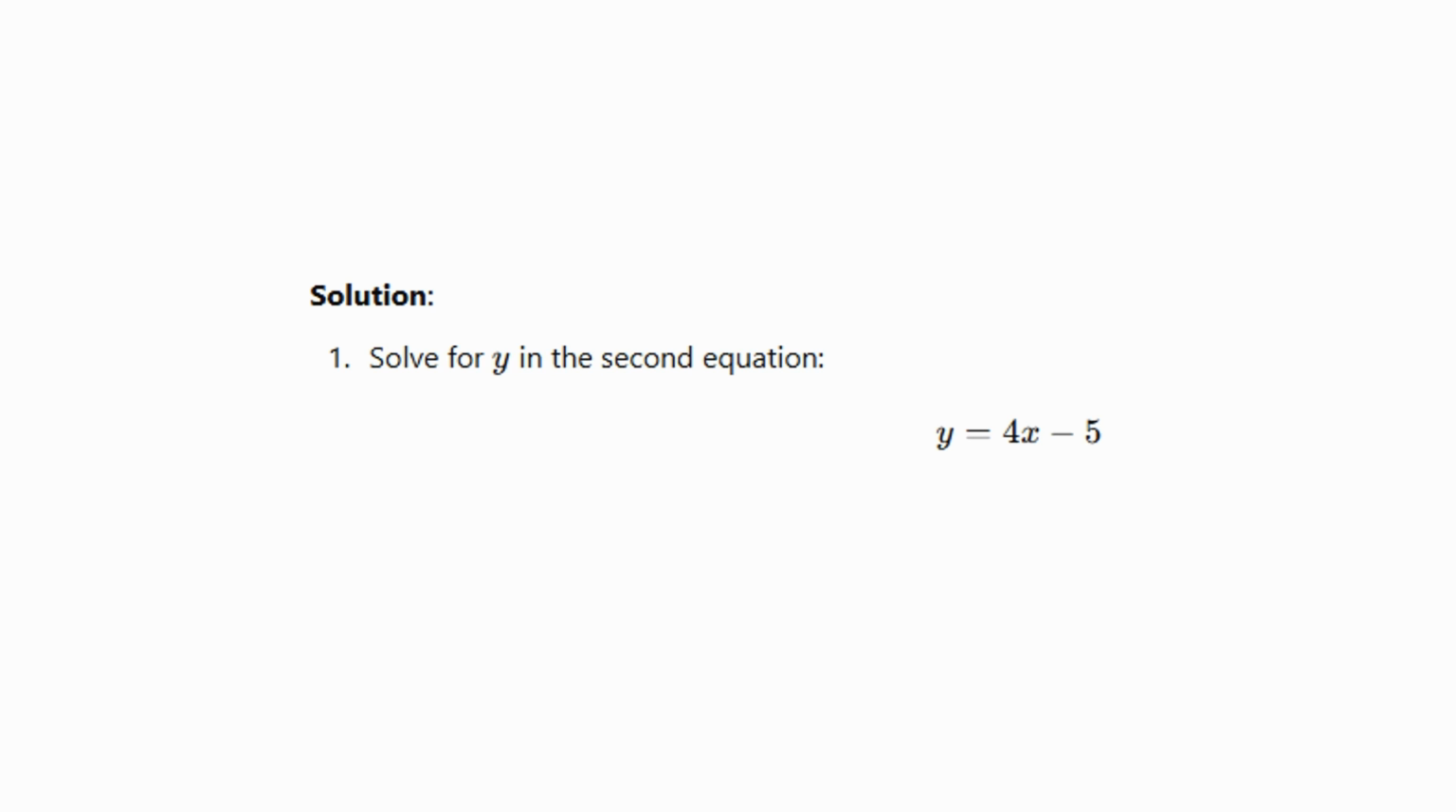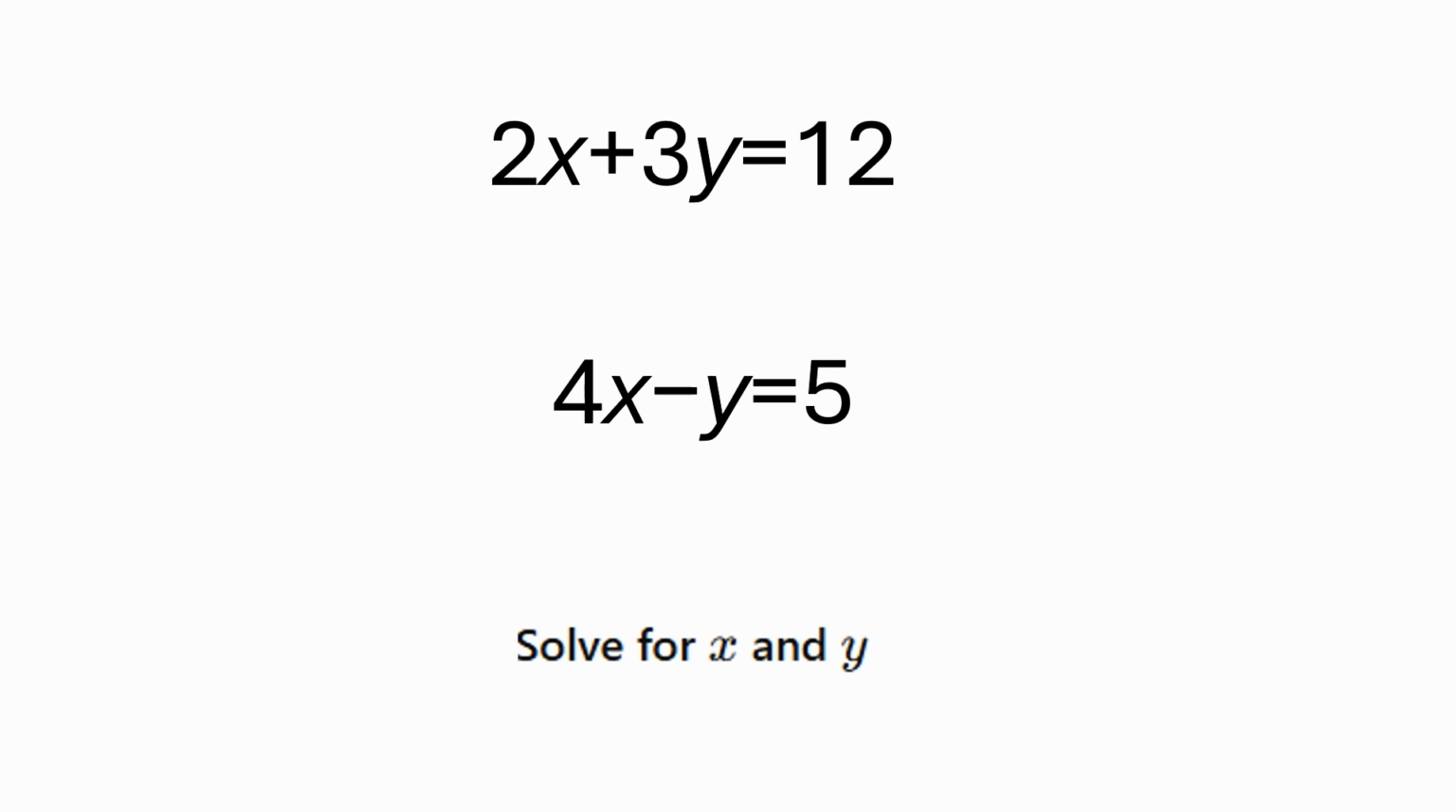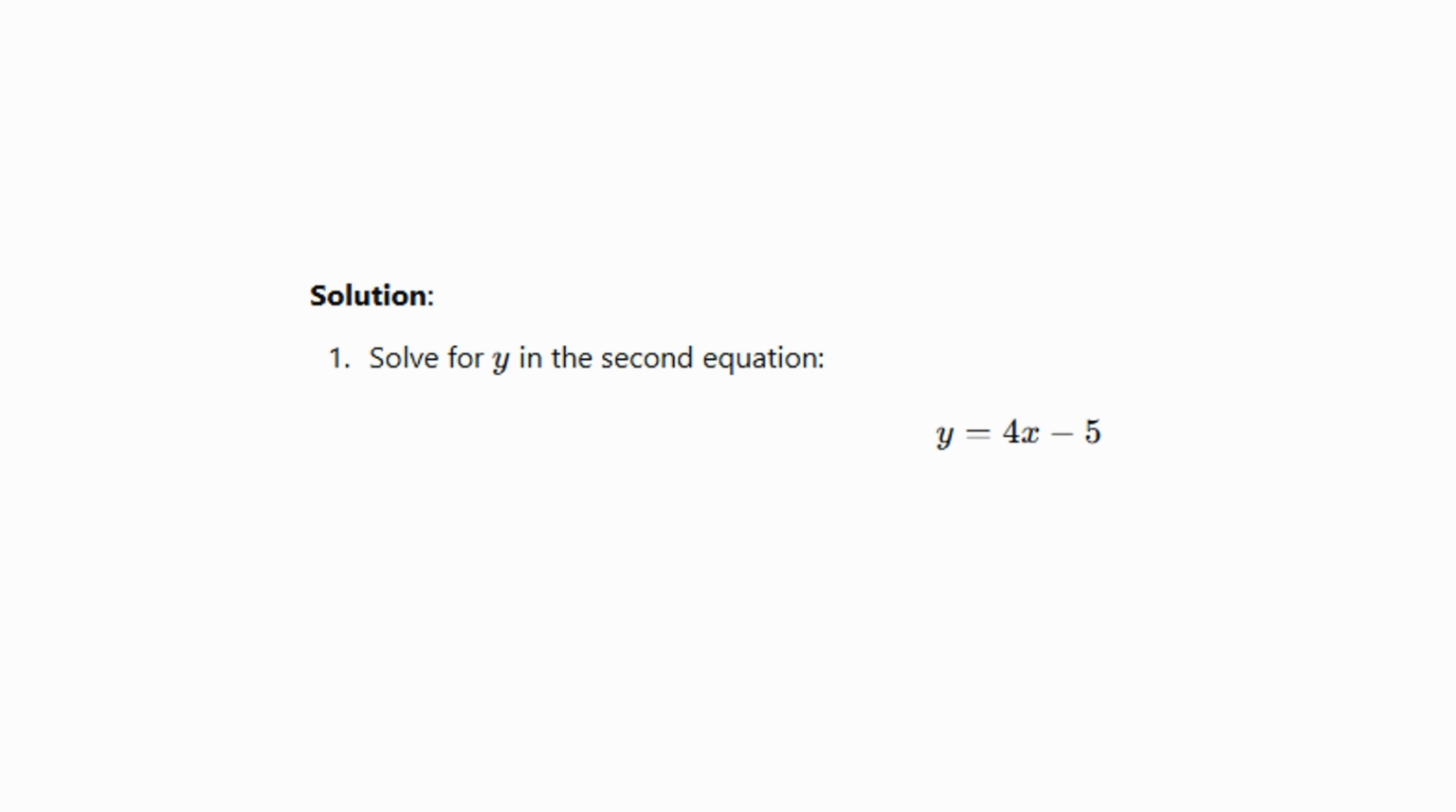All right, so for the solution, the way we're going to approach it here is we're going to go ahead and solve for y in the second equation. So if we look back at that second equation, 4x minus y equals 5, and we solve it for y, we're going to end up with y equals 4x minus 5. All we're doing is isolating the y on one side.